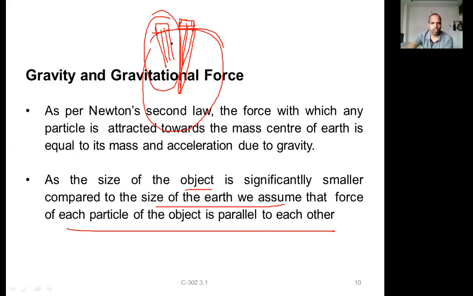Each particle, look at this object, it comprises many particles, n number of particles. N number of particles will have n weights. Each weight will act towards the center of the earth, I mean due to gravity they will act vertically downwards. So we are assuming that they are parallel to each other instead of being in the radial direction, because our object is very small compared to the size of the earth. That's the reason.